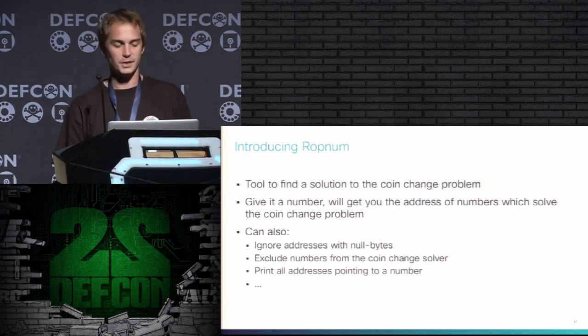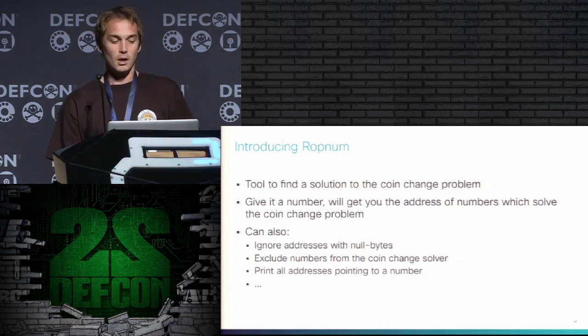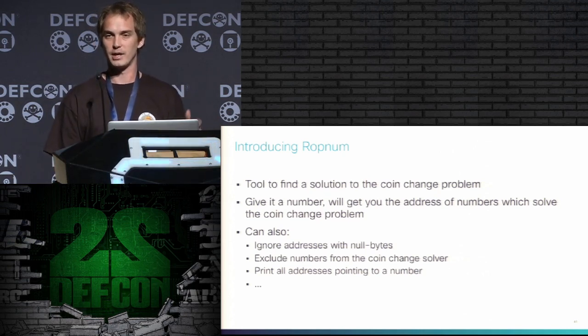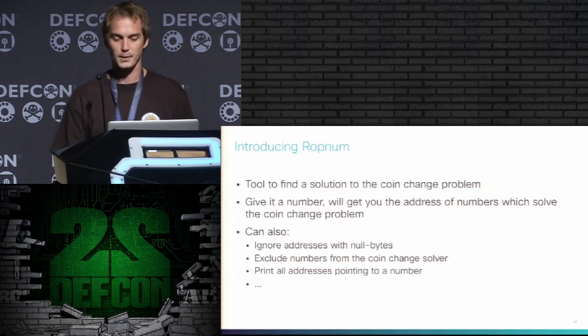It's got a bunch of extra features. It can ignore null bytes, exclude numbers which you don't want in the coin change solver, and print all memory addresses pointing to a number, pointing to 0, etc. All these features are not critical. They just make your exploit dev easier because you can exclude null byte addresses, you can exclude addresses which are not in your range, and so on.